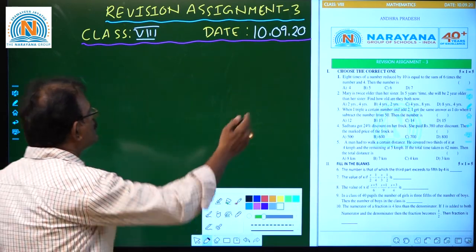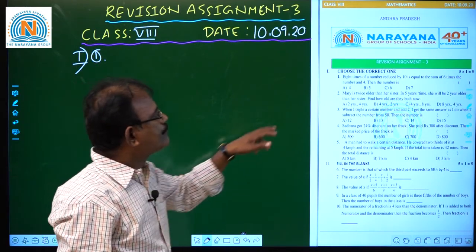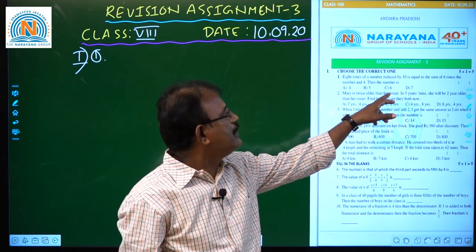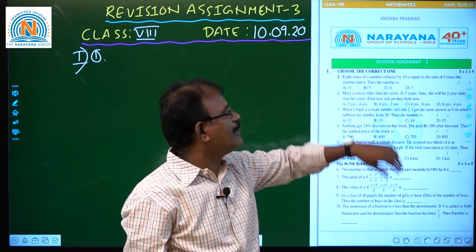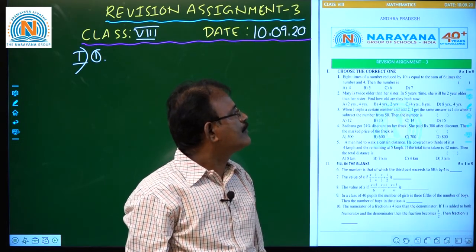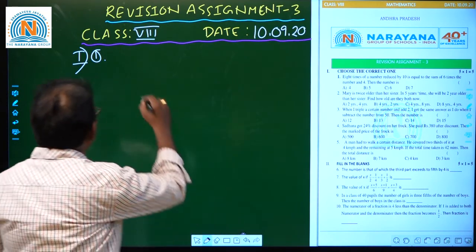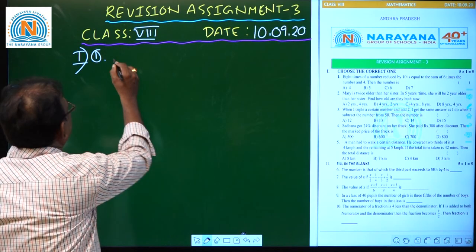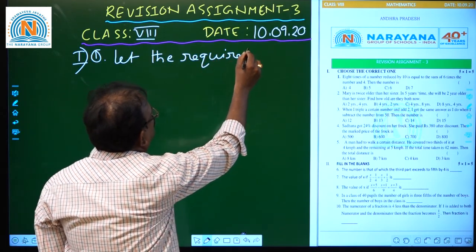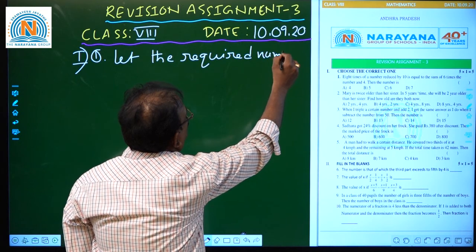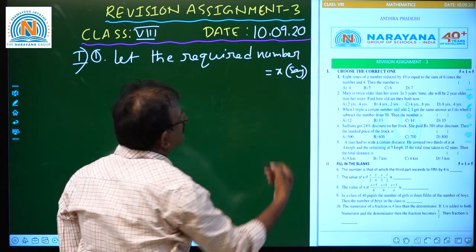coming examinations. So the first one of the first Roman is: 8 times a number reduced by 10 is equal to the sum of 6 times the number and 4. Then what is the number? So let the required number be x, just let us say.